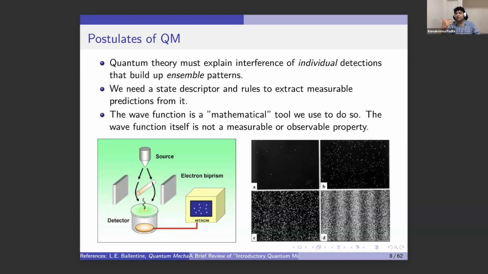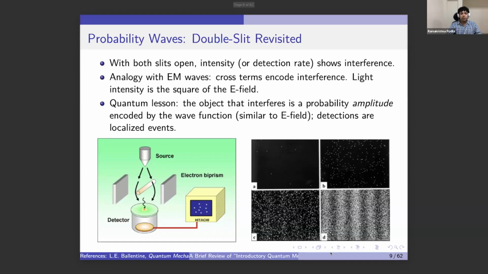It is a mathematical tool that helps us establish this quantum theory. So when both slits are open, we see that it is showing interference. We can draw an analogy with light waves. Light is an electromagnetic wave, meaning it has oscillating electric and magnetic fields. If I denote the electric field of light as E, then the intensity of light, I, is proportional to E squared. That is, electric field squared.